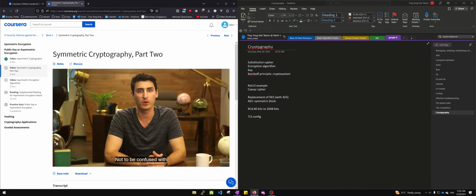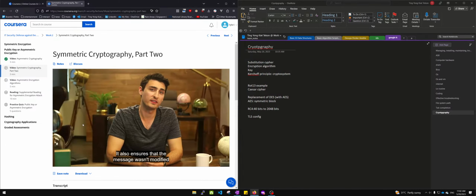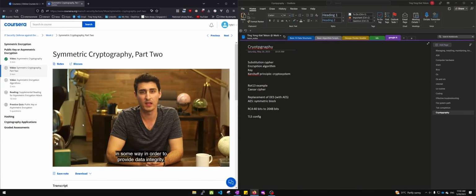One last topic to mention is somewhat related to asymmetric encryption, and that's MACs, or Message Authentication Codes, not to be confused with Media Access Control or MAC addresses. A MAC is a bit of information that allows authentication of a received message, ensuring that the message came from the alleged sender and not a third party masquerading as them. It also ensures that the message wasn't modified in some way in order to provide data integrity. This sounds super similar to digital signatures using public key cryptography, doesn't it?